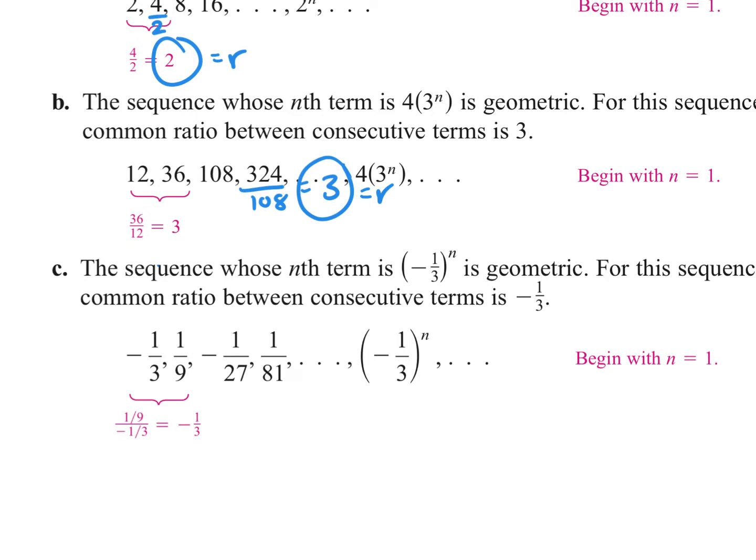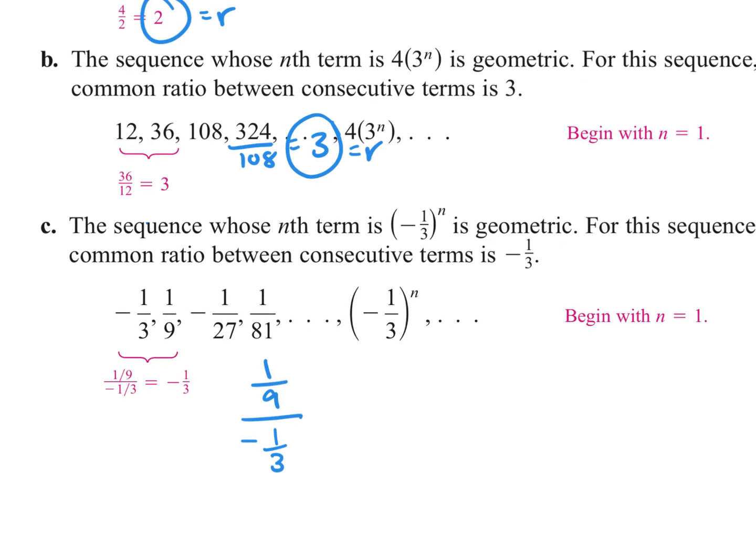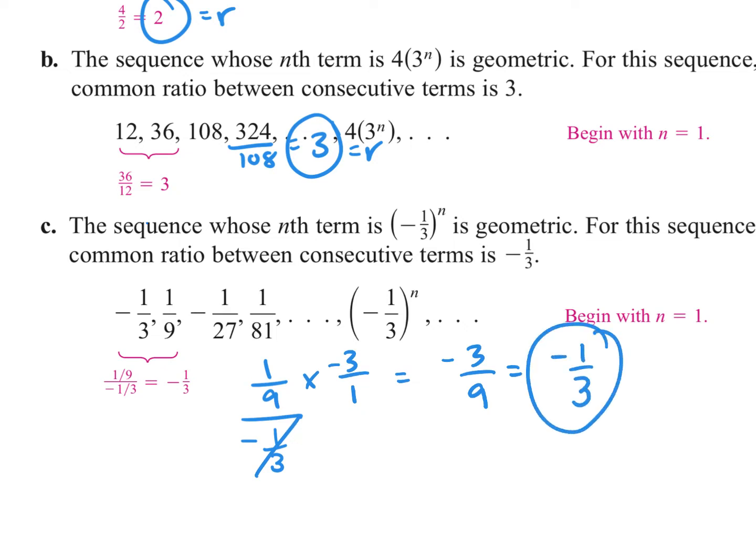In C, notice how our numbers are getting smaller. We never divide to find the common ratio. We would multiply by a fraction. So to find our common ratio here, we would do 1/9 divided by negative 1/3. What do I do when I have a fraction in a fraction? Keep, change, flip. So change to multiplication, flip to negative 3 over 1, which turns into negative 3 over 9, which simplifies to negative 1/3. So our common ratio is negative 1/3. So to find R, you're never dividing, it's always multiplying, but if your numbers are getting smaller, you just multiply by a fraction.